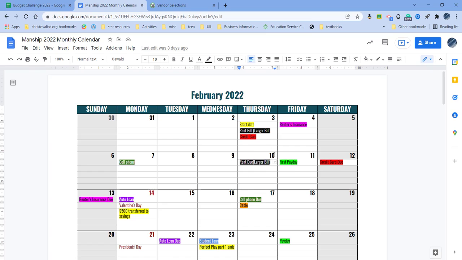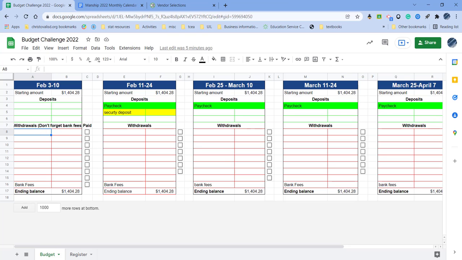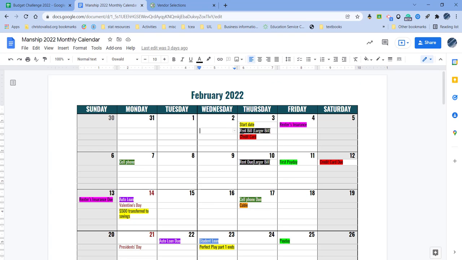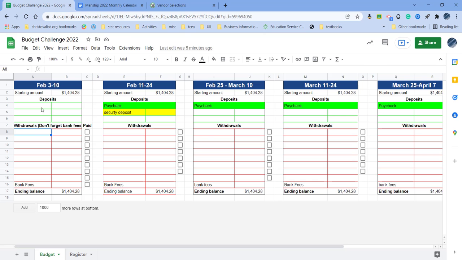So I'm going to go ahead and look. My first payday is on the 11th. So from the 3rd, when the game starts, to the 11th, I only have one bill due. So that's one that I need to definitely make sure is in here. I'm going to keep the same formatting. I'm going to use that black highlighting with white for my rent. And I'll come over here and I'll paste it in.